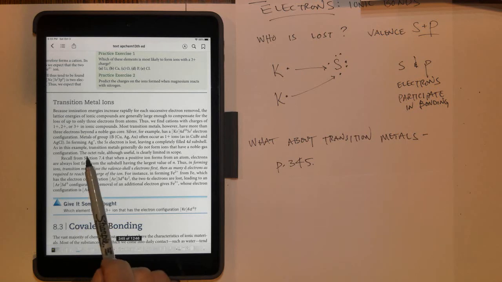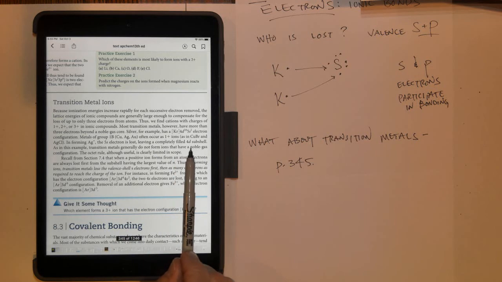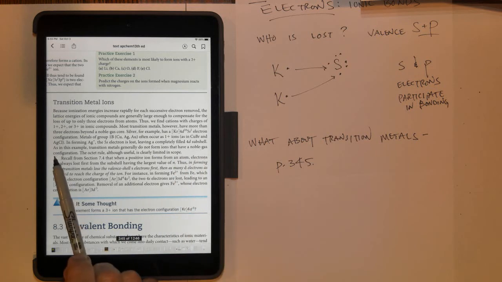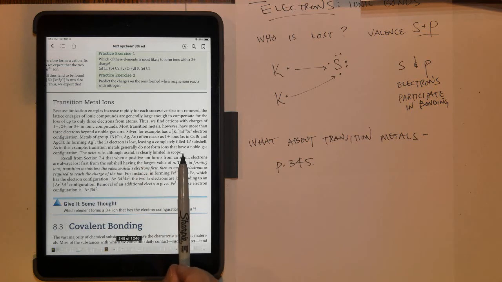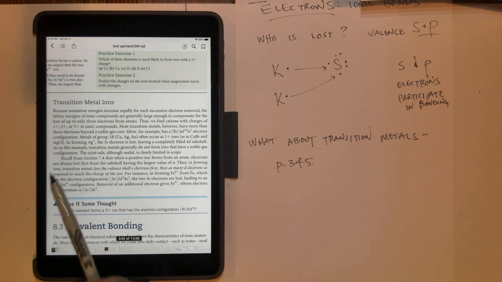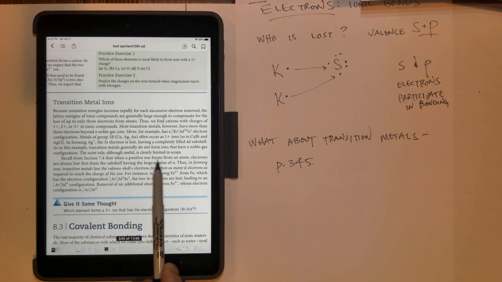Now, in forming silver +1, the 5s1 electron is lost, leaving a completely filled 4d subshell of electrons. As in this example, transition metals generally do not form ions that have a noble gas configuration. They'll just have a filled d sublevel, not necessarily the octet rule. And so we can see that the octet rule, although useful, is clearly limited in scope.